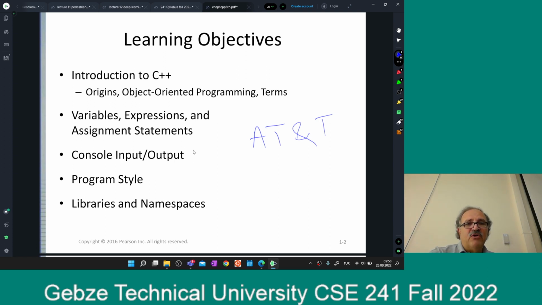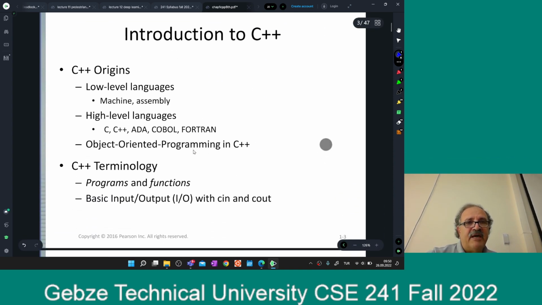Okay, so we are going to look at this kind of history, and we are going to look at our first program and our variables, expressions, etc. Console input output, that is printf and scanf, programming style and libraries and namespaces, etc. Okay. Low level programming language.